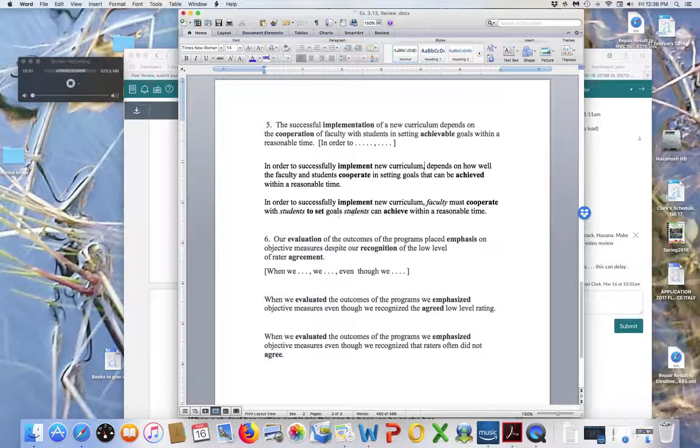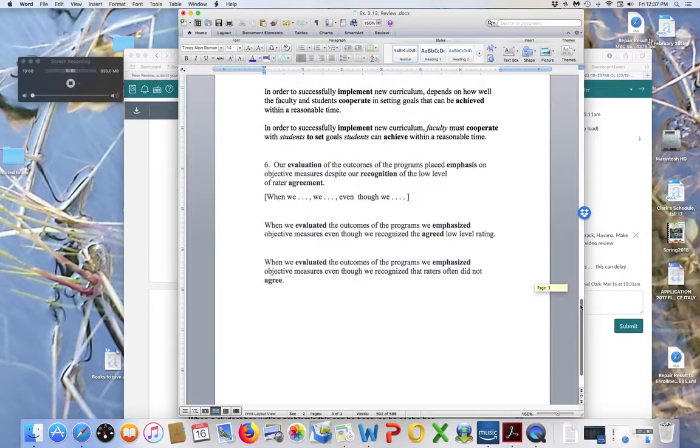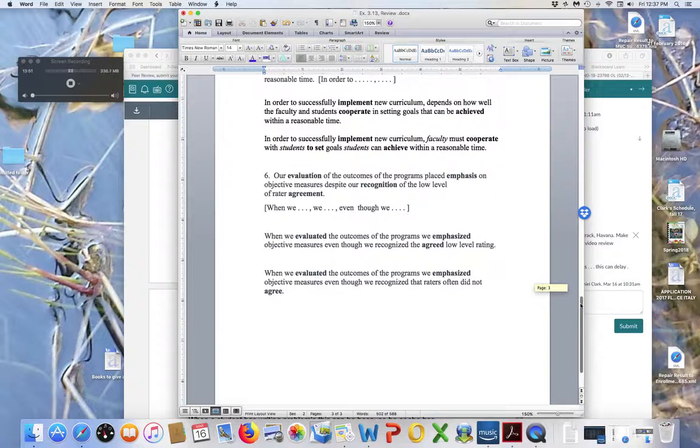And then let's put our characters again. Students can achieve within a reasonable time. So I got my character in. I got faculty in once here and then students in twice. So we know who is doing what. And that's usually going to make your sentences stronger and easier for your reader to understand if they know who is doing what. And then finally, this last one is really tough, okay, because of the content.